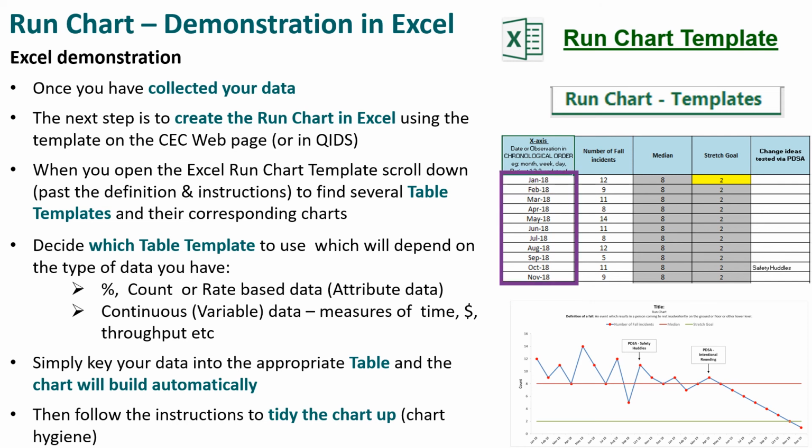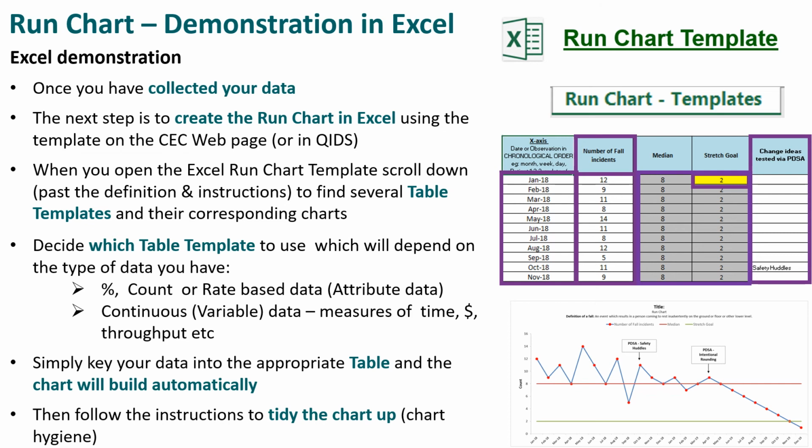So for this example here, we're looking at the number of fall incidents by month. So in this column, we would put in the dates, the months, and then the next column we'd put in the number of incidents, and actually name this column, say it's number of fall incidents. Then you can put in your stretch goal, which we've got here as 2. The areas in grey, they actually don't need any information keyed into them. They are already set, so don't touch those.